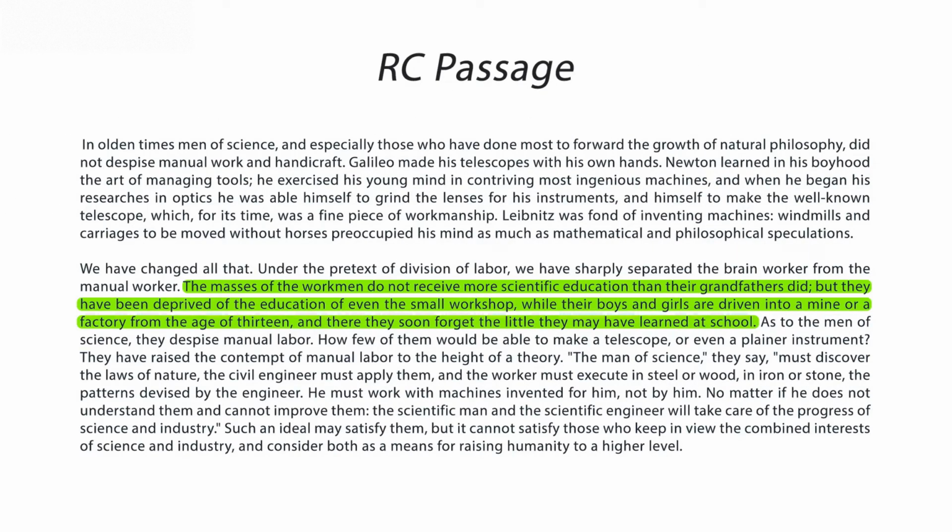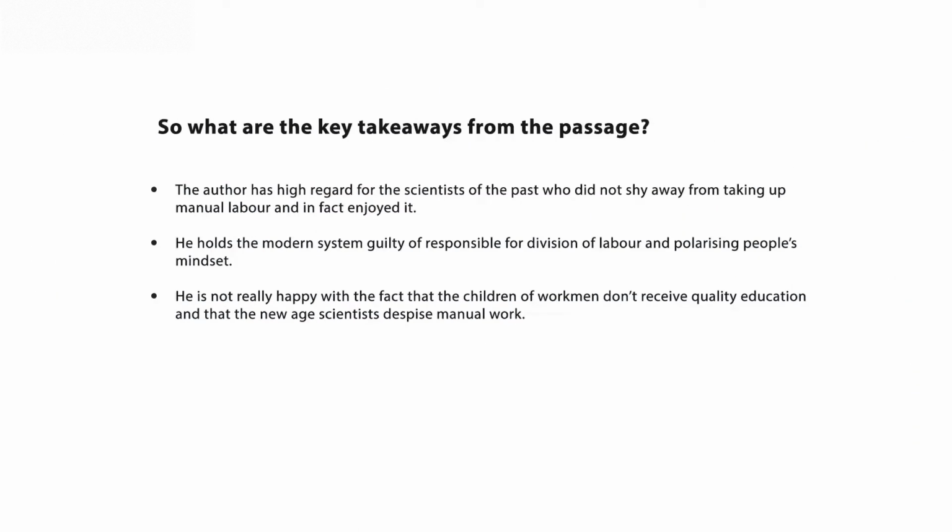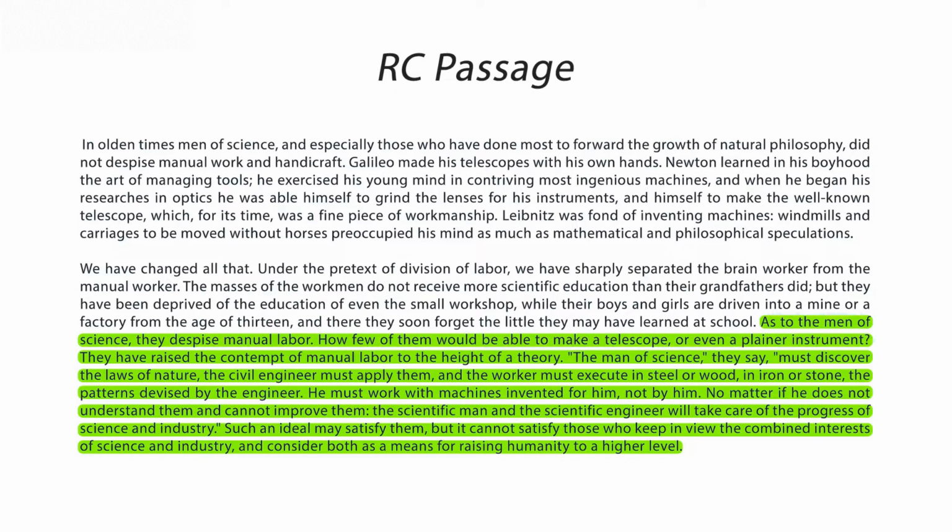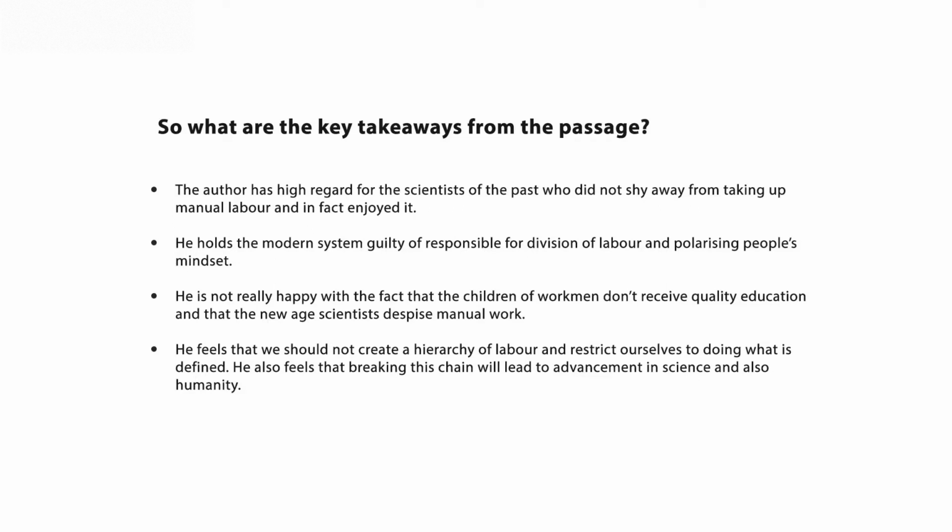He is also not really happy with the fact that children of workmen don't receive quality education and that the New Age scientists despise manual work. He feels that we should not create a hierarchy of labor and restrict ourselves to doing what is defined. He also feels that breaking this chain will lead to advancement in science and also in humanity. That is pretty much what this passage comprises.